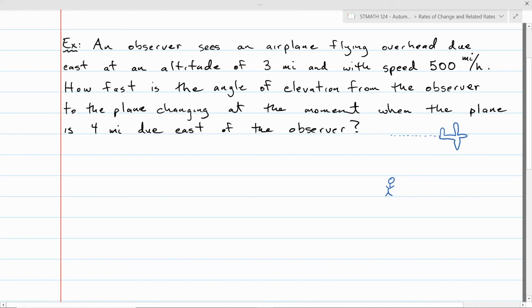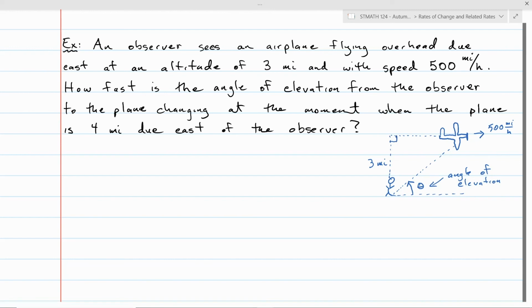I know it's a work of art. And that plane has a speed of 500 miles per hour. And that angle of elevation that we're talking about in this problem is when you draw a line from that person to the airplane, and then you look at the angle that line makes with the level ground. Let's call that angle theta. That's your angle of elevation. Now, it was stated in the problem that the airplane was flying at a height of 3 miles. So I'm starting to see a right triangle appear in this problem.